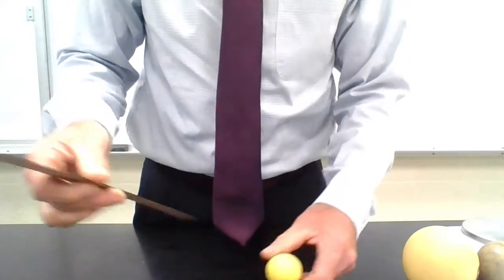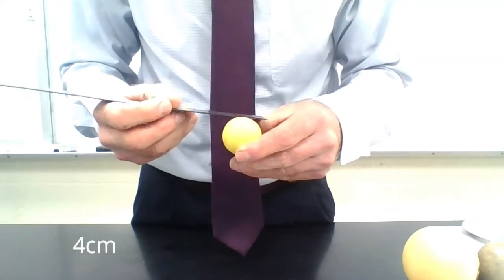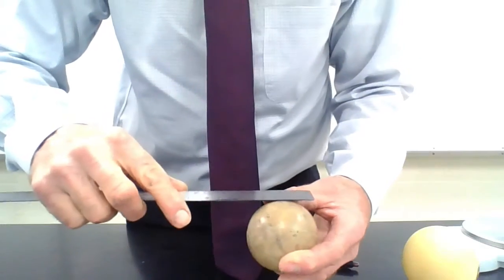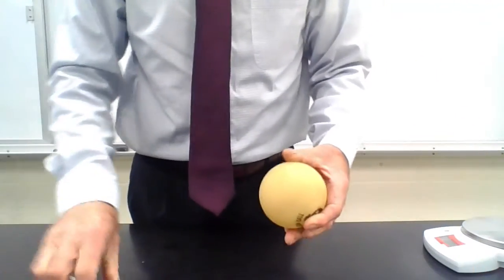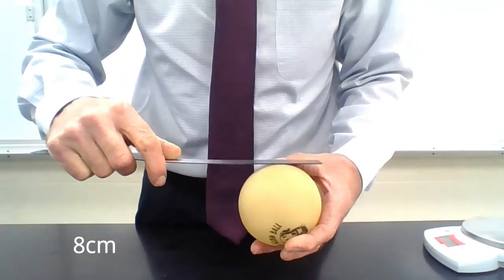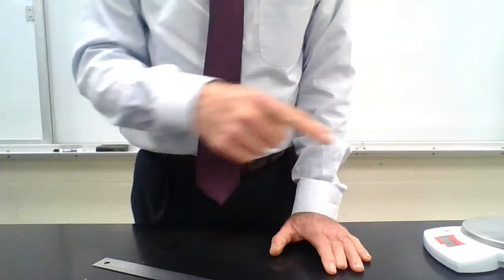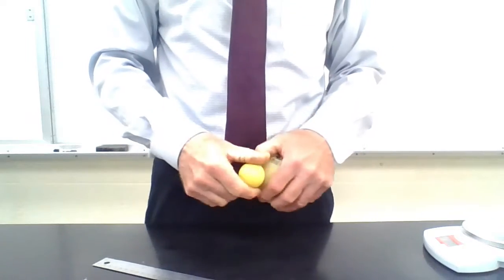Next, it asks me to check the diameter of the small ball. This is the distance all the way across the ball. This one is 4 centimeters. Small ball is 4 centimeters. The diameter on the medium ball, 6 centimeters. And the diameter on the large ball, 8 centimeters. That's 4 centimeters, 6 centimeters, and 8 centimeters. Those dimensions are going to allow me to calculate the volumes of these balls, and then I'll have the mass and the volume, and I'll be able to do the calculation to get the density.